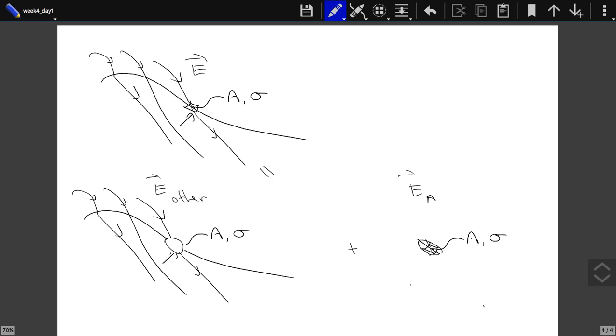And E other, I can obtain it from the total electric field E by just taking its average, because this EA just changes sign on both sides of my surface. Since EA changes its sign on both sides of my surface, but E other does not, when I sum the electric fields on both sides of the surface, the contribution from EA cancels. The only contribution that remains is from E other. That was basically the idea.